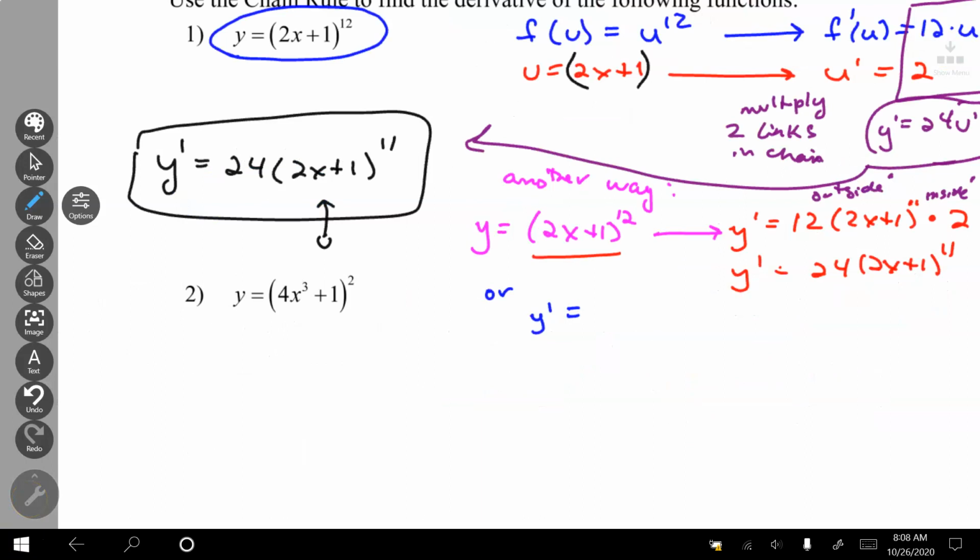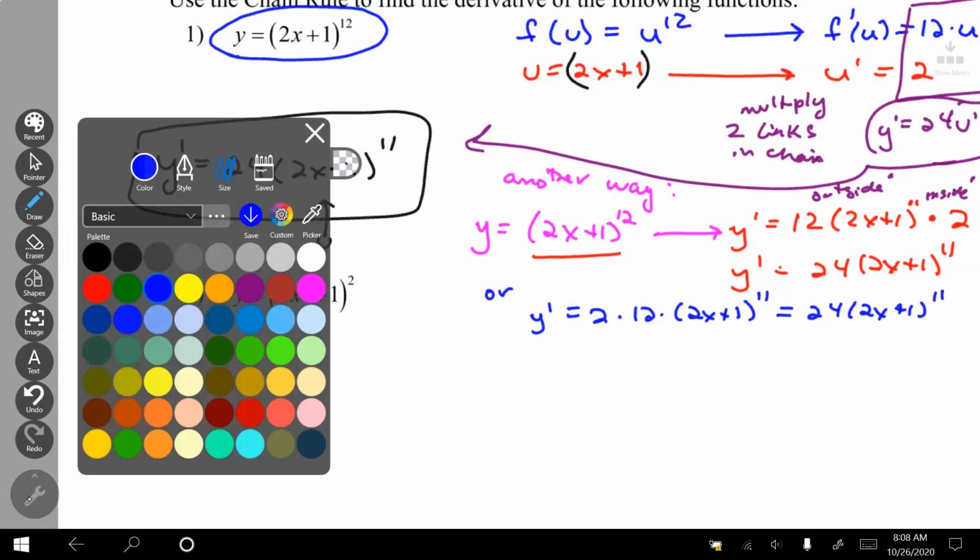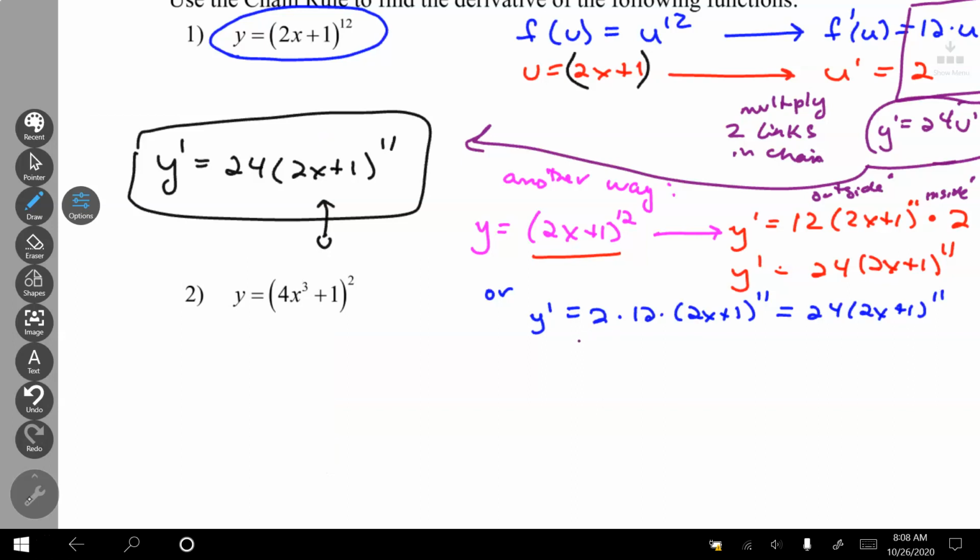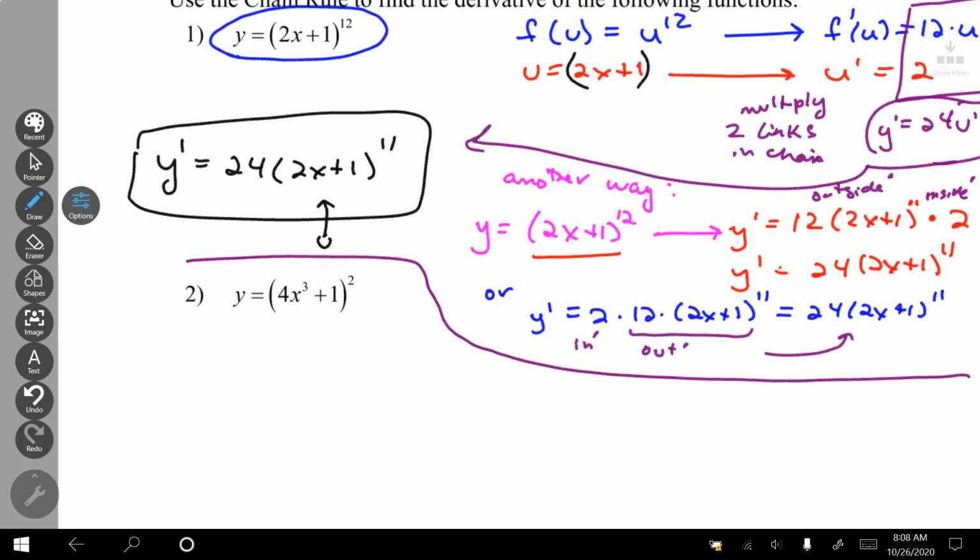So that was doing it outside and then inside. I could do the other way. I could say the derivative of the inside is going to be 2 times the derivative of the outside, which is going to be 12 times that something raised to the 11th, or I get 24 times 2x plus 1 to the 11th. Either way it works out, except this time I did the inside stuff first and took its derivative, and then I took the outside stuff second and took that derivative, and I get my final result. It works out either way. It's really up to you how you want to do it.